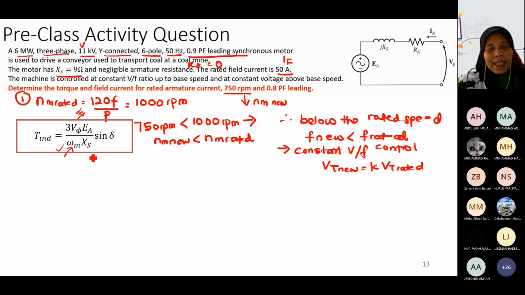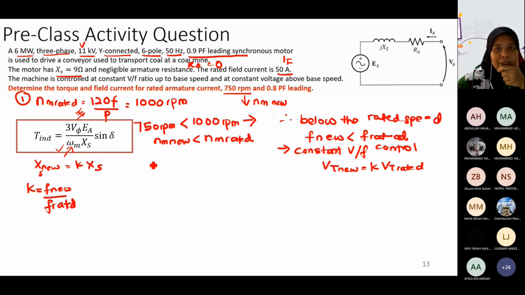Okay, now, what about XS? Do you want to use this XS of 9 ohm, or do you have another XS? You will have X_S new, which equals K times XS. So how do you calculate your K? F new over F rated. So either way we must find F new. Alright, how to find your F new? Which formula do we use? This is easy. F new is not yet known, but the number of pole does not change.